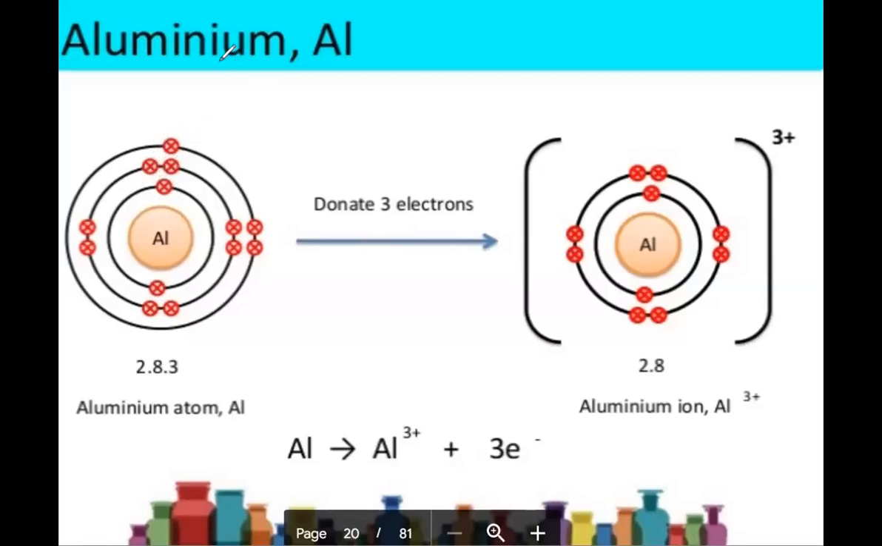Okay, let's see an example of how a metal forms a cation. Now, this is a metal. The metal is aluminum and it is going to form a cation. That means it's going to form a positively charged ion. Now, we know that aluminum belongs to group 3. Belonging to group 3 means it will have 3 electrons in its last shell. 1, 2, and 3. Its configuration is 2, 8, 3. So it has 3 electrons in its last shell.